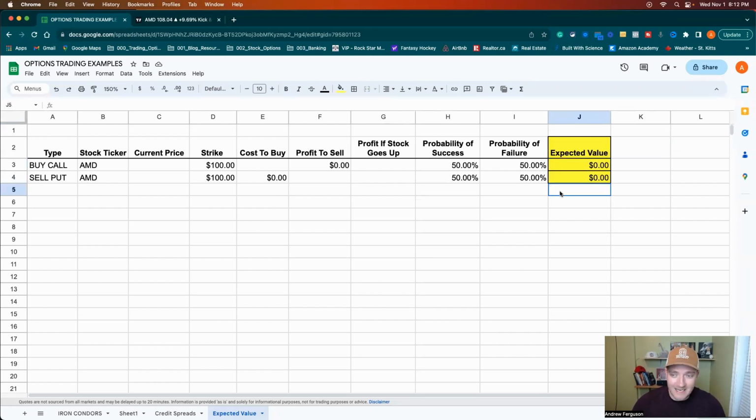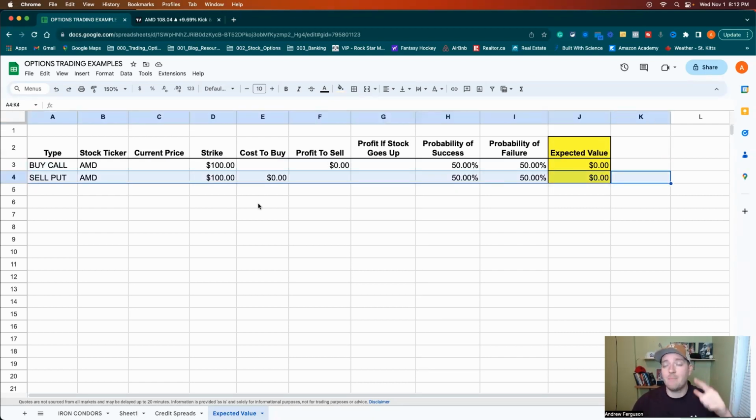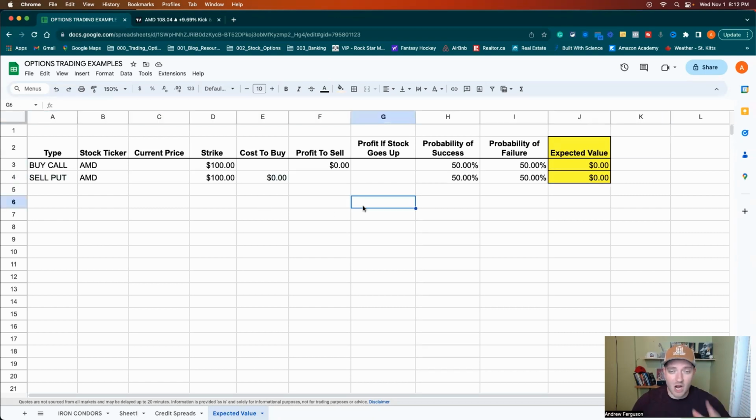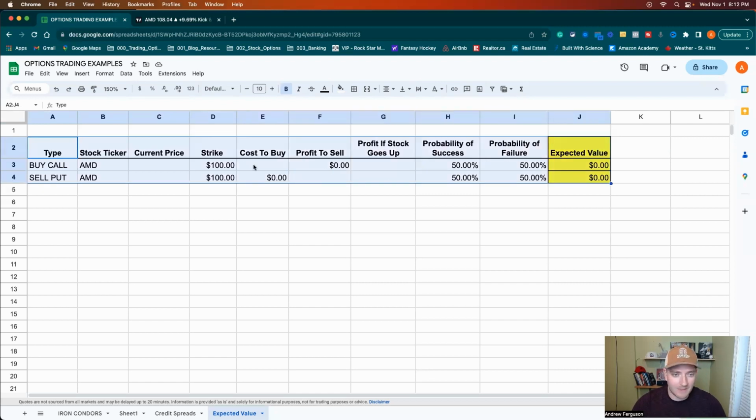What we want to see is which one of these is bigger. Is it going to be for buying a call? Is it going to be for selling a put? Remember, you make money with both of these strategies if the stock goes up, but in different ways. So now we can go about putting some information into this chart here and filling some of these columns in.